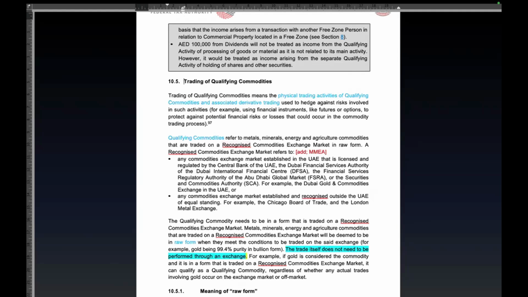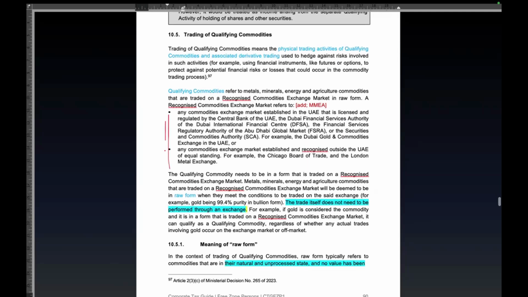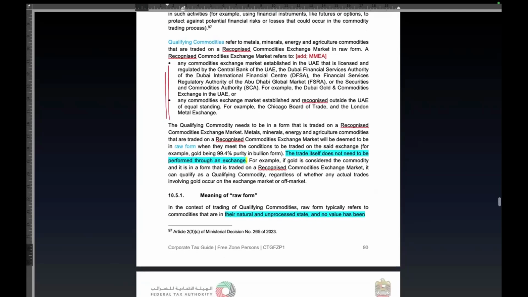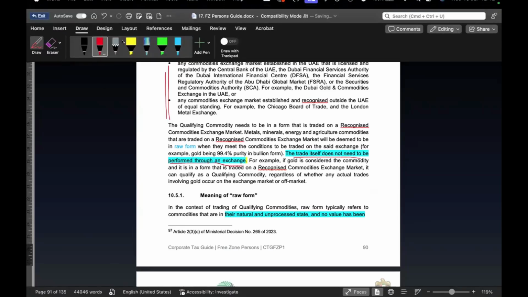Then these qualifying commodities refer to metals, minerals, energy, and agricultural commodities that are being traded on recognized stock exchanges, and this is the definition given for the recognized stock exchanges. The qualifying commodity needs to be in a form that is traded on a recognized stock exchange. You might need basic processing. If you need very basic processing to make them saleable on a commodity stock exchange, it will not be considered that you are changing the shape of the good or adding value; it will still be considered a raw form commodity. The trade itself does not need to be performed through the exchange. That is very important: the trade that you are conducting should not necessarily be performed through any exchange.